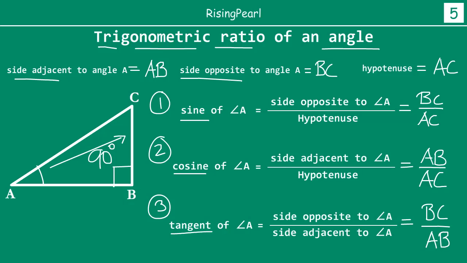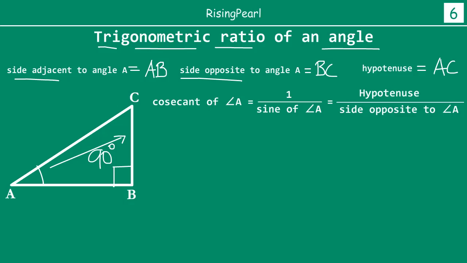And now we will write the rest of the three ratios. So the fourth ratio is cosecant. Cosecant of angle A is the inverse of sine of angle A. The first ratio was sine of angle A. So cosecant is 1 by sine of angle A, which will be, hypotenuse first, AC divided by BC. So it will be just the opposite of sine. Sine was BC by AC. This is AC by BC.